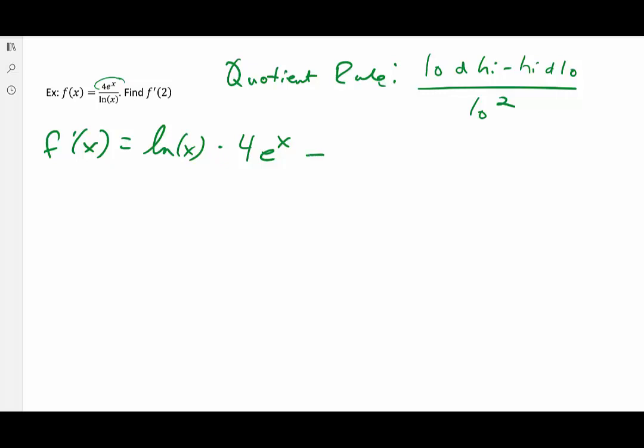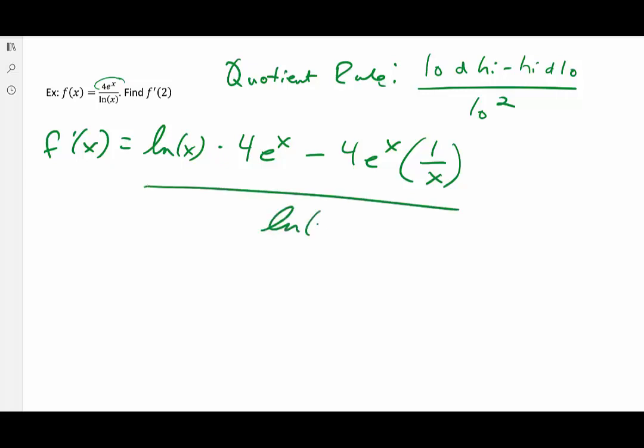Minus, here we go, high d low. High is 4e to the x times d low. The derivative of the natural log of x is 1 over x. It's the derivative of that argument, x, over x. So the derivative of x is 1, put it over x. All over low squared, which is the natural log of x quantity squared. All right, not really going to clean that up. There's not much to clean up there.